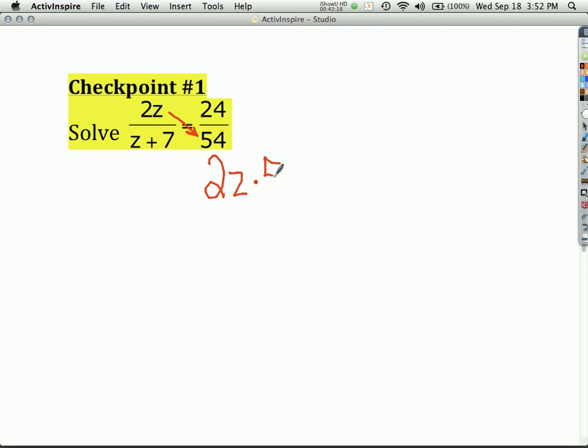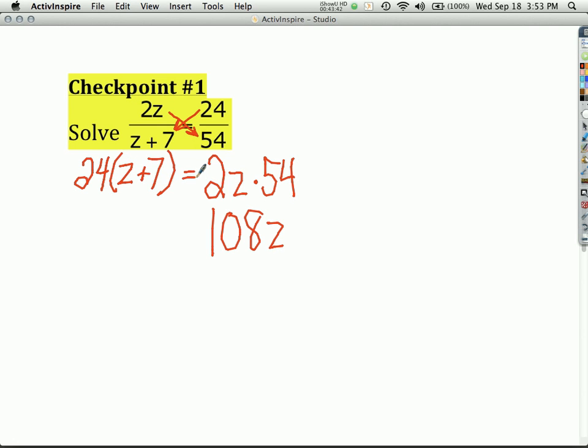2z times 54. What does 2z times 54 come out to? Matthew? Yeah, that's it. It's 108z. Not sure why that seemed to trip up some of my students. And then the other side was 24 times the quantity z plus 7. And that comes out to 24z plus 168.